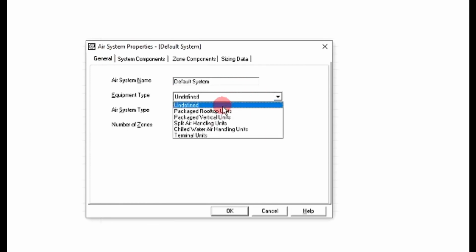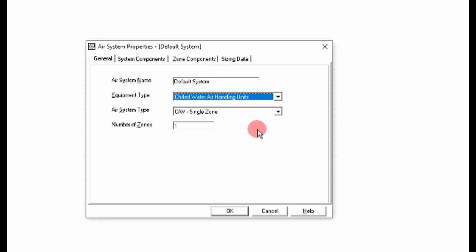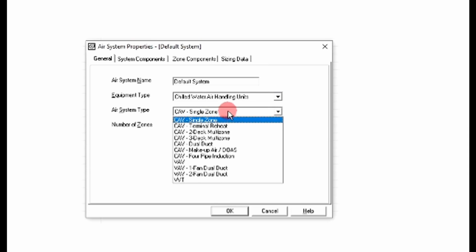Perhaps you don't want a packaged rooftop unit. In this case, you need a chilled water air handling unit. Once you select that, you have the option to have either a single zone or terminal reheat. And basically you have to determine the type of system that is connected to your air handling unit, or basically your air handling unit air supply procedure. Is it going to be constant air volume or variable air volume? So you have to determine it from here.